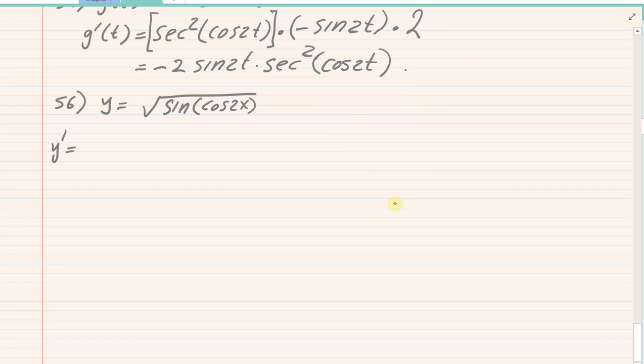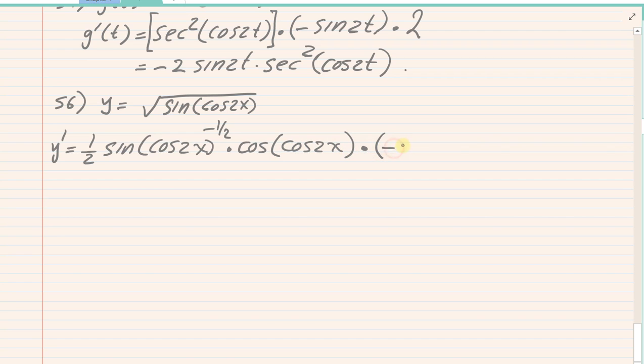So we get y prime is, let me make room because I'm going to need the whole line for this. Okay, the derivative of the outside, so that's going to be 1/2 sine of cosine 2x to the negative 1/2. That's the derivative of the outside. Then we move one layer inside to the radicand. The derivative of sine is going to be cosine of whatever is inside, times. Every one of these is chain rule. The derivative of cosine 2x is going to be negative sine 2x, and the derivative of 2x is 2. You see how many times you had to do chain rule in this one?